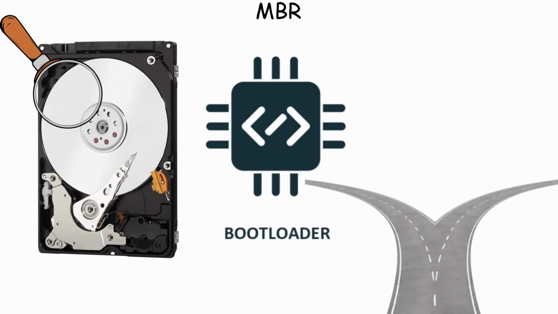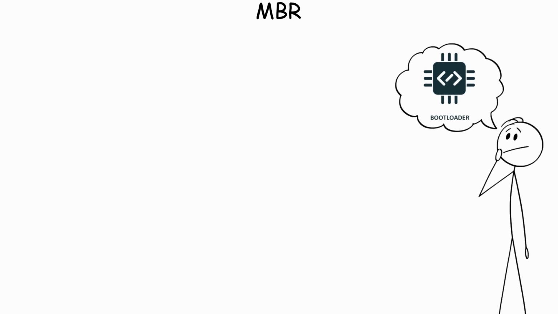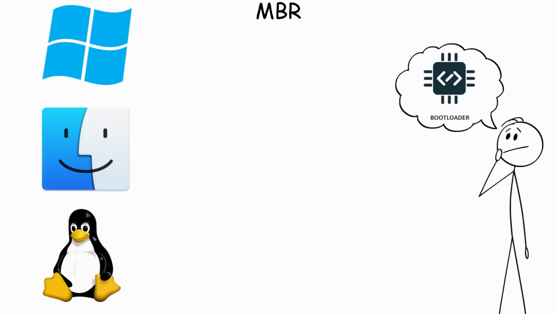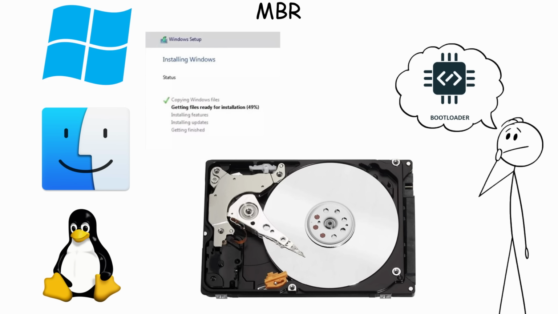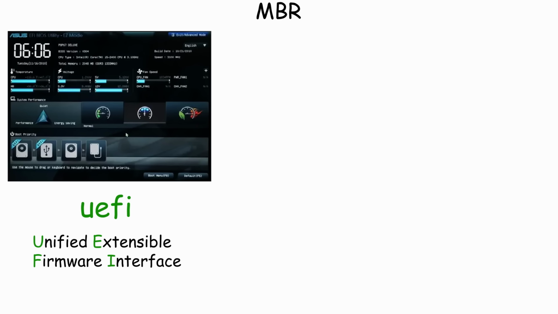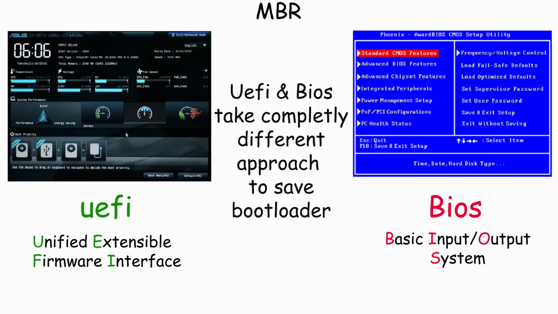There are mainly two different ways this bootloader can be stored on a storage device. One is MBR and the other is GPT. But before that, let's understand where it comes from. Every operating system comes with its own bootloader, and during installation, the OS places it at a specific location on the storage device. Now, this location depends on the type of firmware your system is using, whether it's BIOS or UEFI.